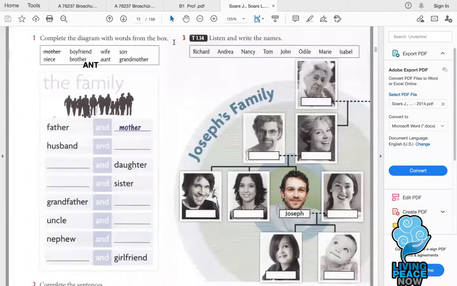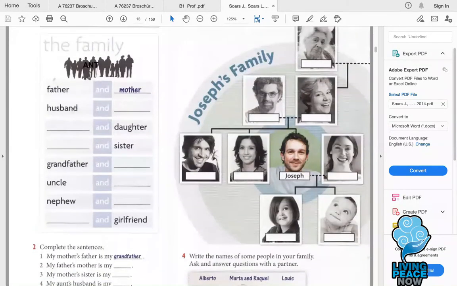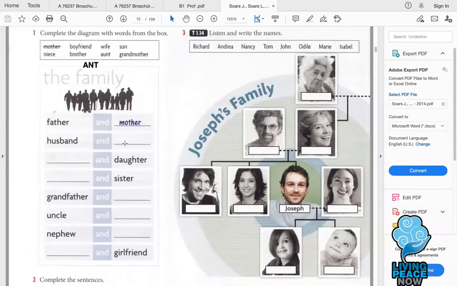So we have those words and we need to put them in the blanks in here. So this is family. And we have not opposites, but we have a father and we have a mother. So we have a husband and we have, what is the word that should be here? Can you write in the chat? Wife. Yes, wife. Thank you.